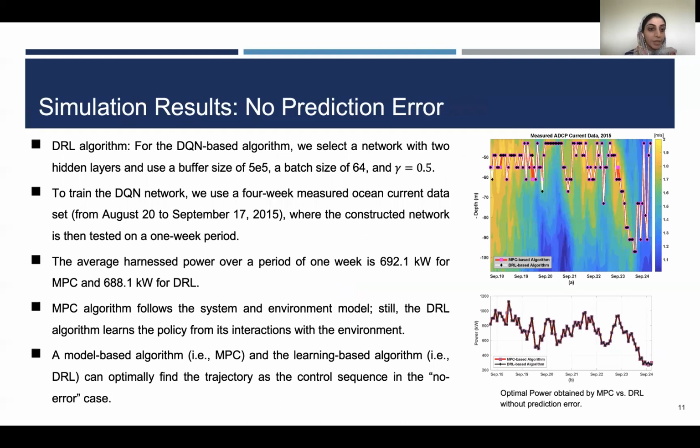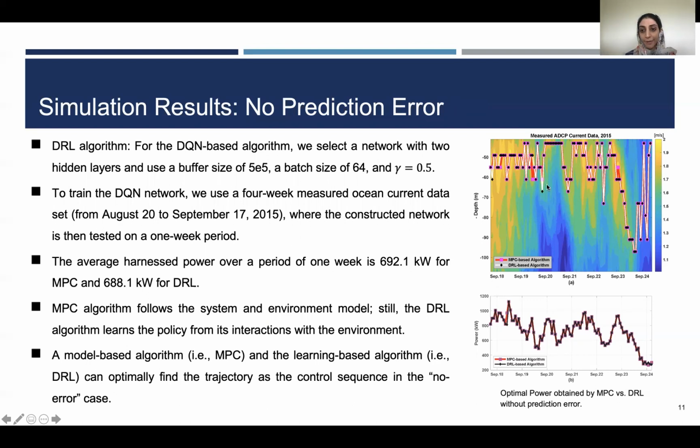To train this algorithm, we use 4 weeks of measured ocean current data, from August 20 to September 17, which are based on the real recorded data in the Gulf Stream. Then we test this system for a period of 1 week. We use a similar period for the MPC algorithm to compare the results obtained through this algorithm.